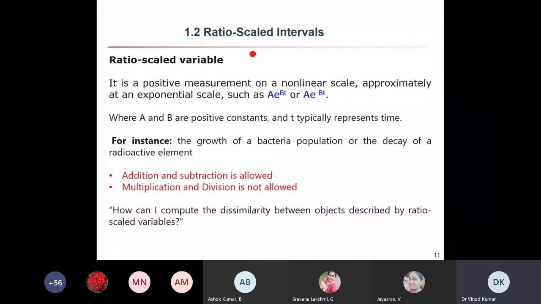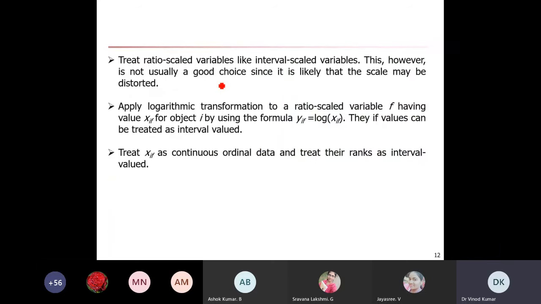I discussed the types of data in clustering. If you have knowledge of what type of data you are going to handle for clustering, then it will be very easy to apply the methods. In this, addition and subtraction are allowed, but multiplication and division are not. Now, how can I compute the dissimilarity between objects described by ratio scaled variables? If in my data set some variables are ratio scaled, then how will I find the dissimilarity?